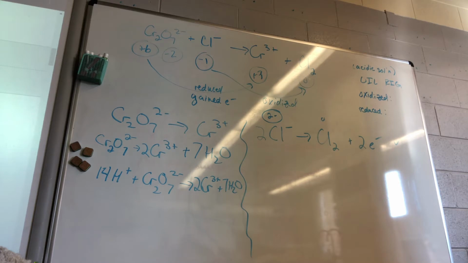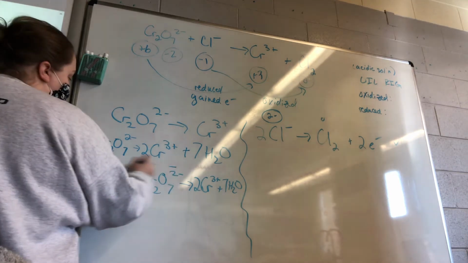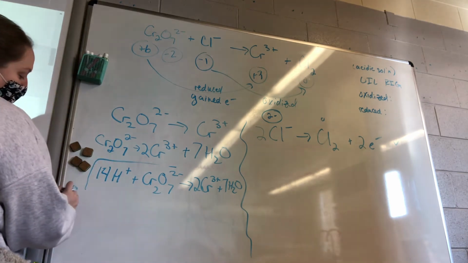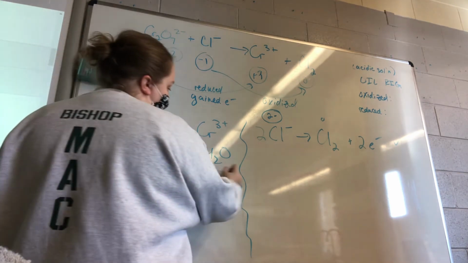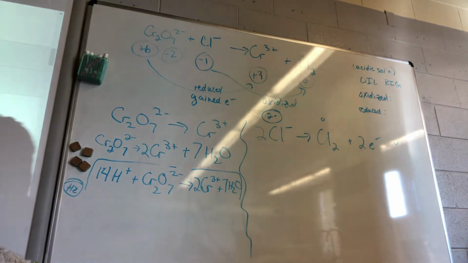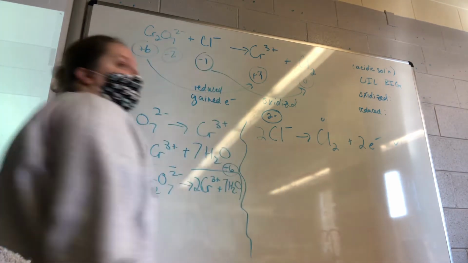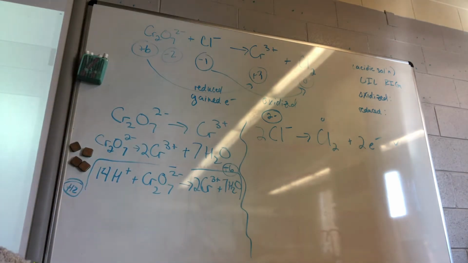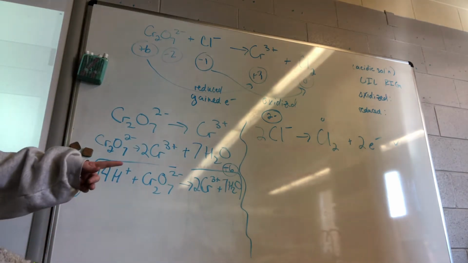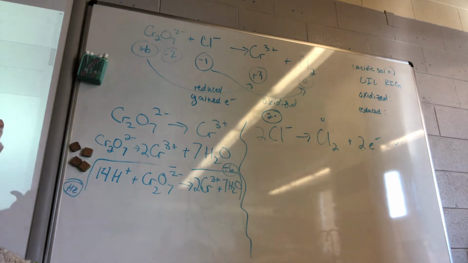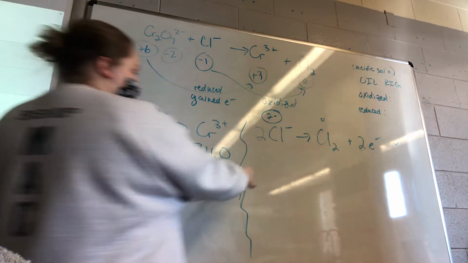So on the left side, my total charge is what? 12. Correct. So this whole side is a positive 12. The right side has a what charge? Positive 6. And the only thing we can add at this point are electrons, right? So are we going to add electrons to the left or the right to balance this charge? To the left. How many? 6. Yes.